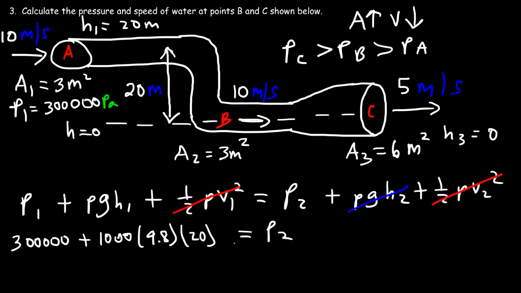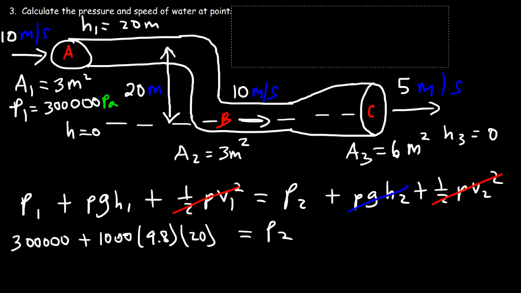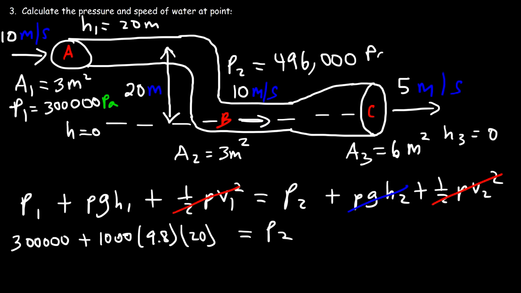So it's 300,000 plus 1,000 times 9.8 times 20. So the pressure at point B, which I'm going to call P2, is 496,000 pascals. So as we can see, the pressure at point B is indeed higher than the pressure at point A. So the pressure is always going to be higher at a lower elevation than at a higher elevation, with everything else being equal.